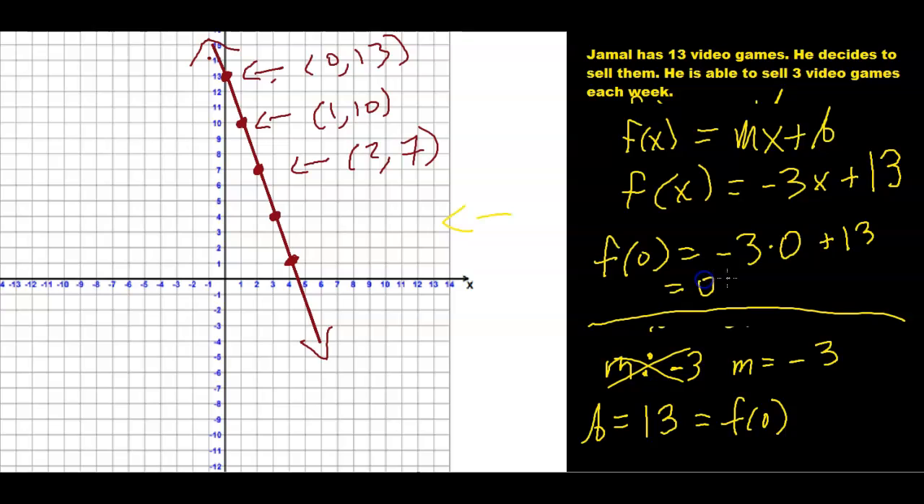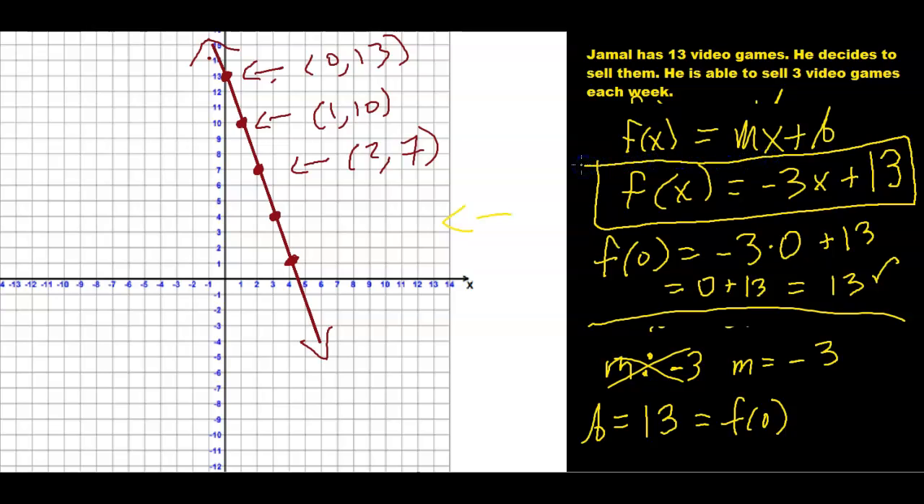-3 times 0 is 0. 0 plus 13. And of course, that's just 13, right? f of 0 is 13, which is the y-intercept, because at the y-intercept, x is equal to 0. And at f of 0, before he started selling his video games, he has 13 of them, right? His initial value. And so let's just remind ourselves, this relationship here is modeled by the linear equation f of x equals -3x plus 13.